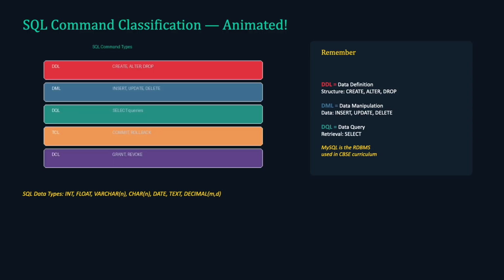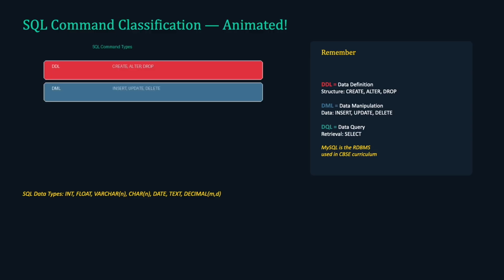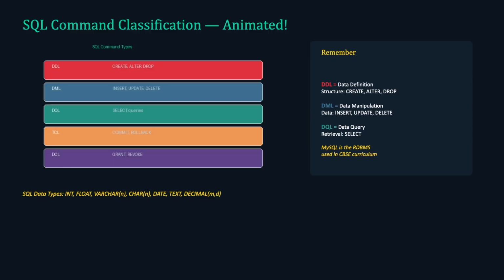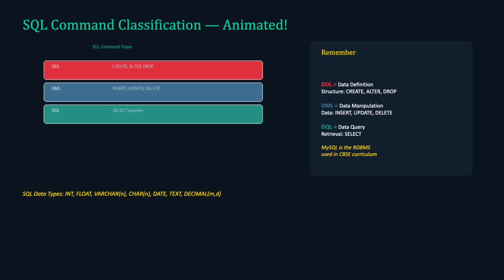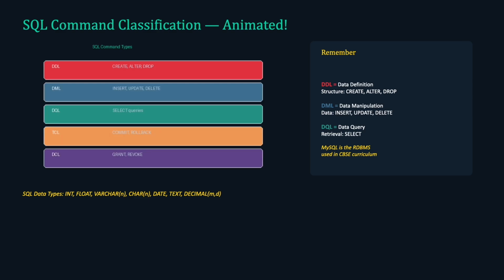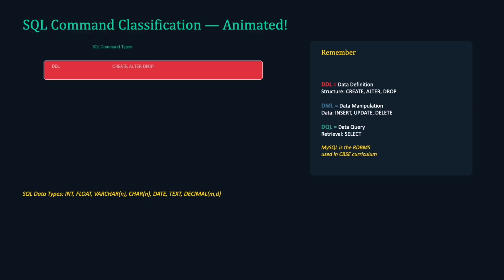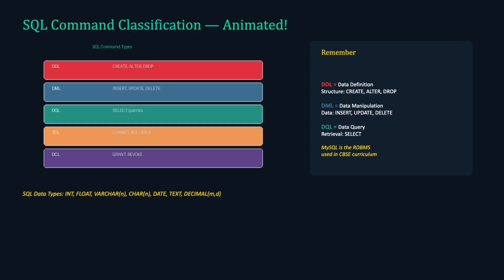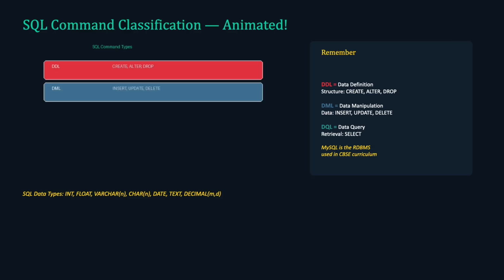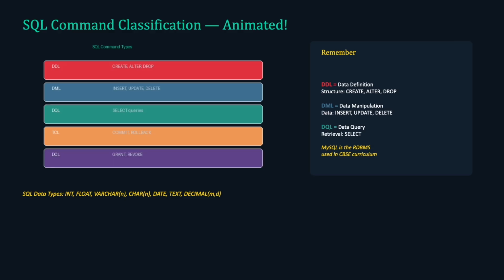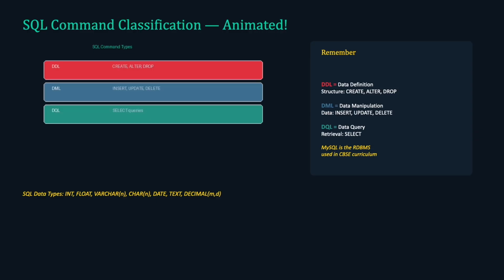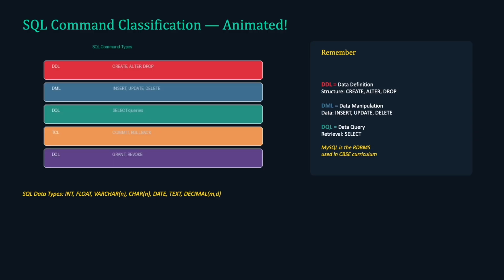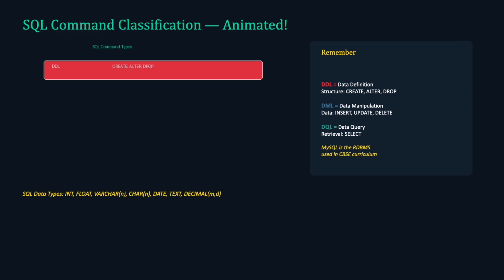Watch the SQL command types appear. DDL, Data Definition Language, handles table structure, create, alter, drop. DML, Data Manipulation Language, handles actual data, insert, update, delete. DQL, Data Query Language, retrieves data, select. TCL, Transaction Control, commit and rollback. DCL, Data Control, grant and revoke permissions.